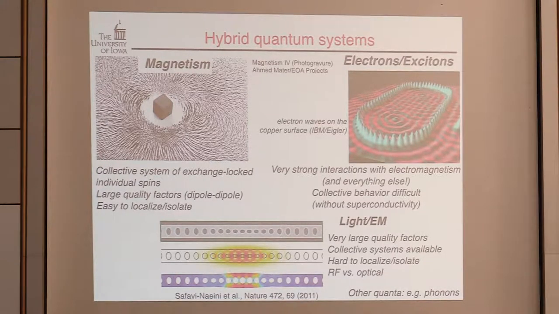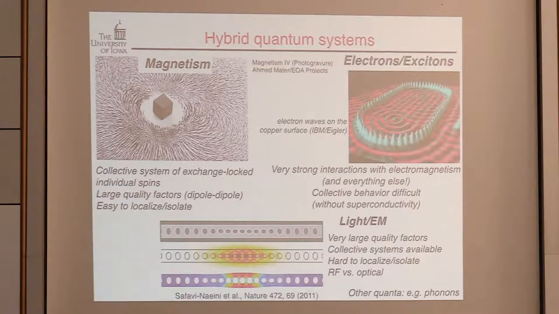And it's difficult to get collective behavior in these systems without having decoherence, that is, without superconductivity. So the way to get collective behavior with the electronic system is to go to the superconducting system, but that rules out room temperature right at the beginning. Hence, the focus on magnetic systems as a solid-state, localized system to look at. And then you have light, and light gives you very large quality factors. You have also collective systems available. It's hard to keep that in one place. It's hard to localize, although not impossible.